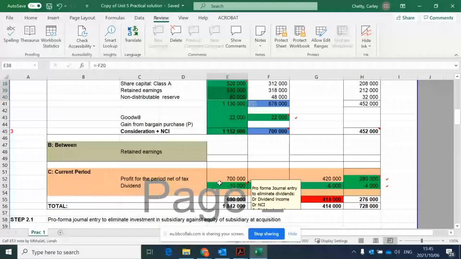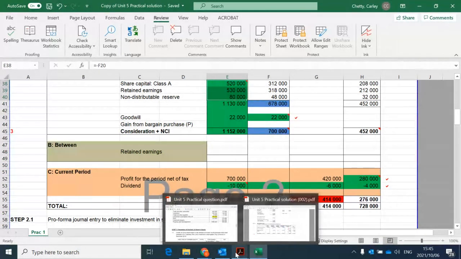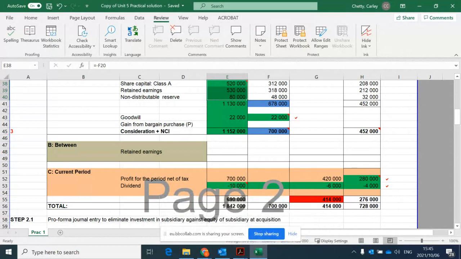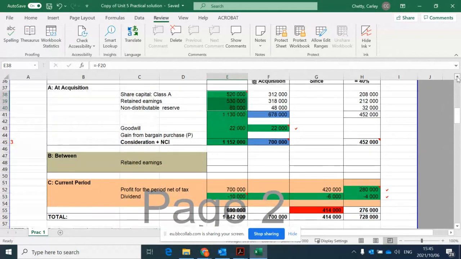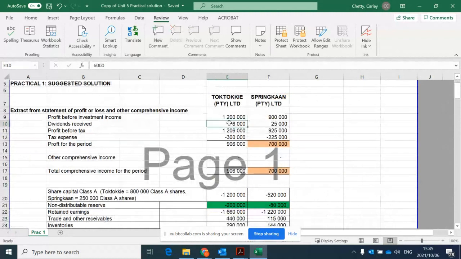One thing I forgot to mention is the dividend of 10,000 Rand. Can anyone tell me how we calculated that? So if you have a look at the amounts that were given to us at the top here, it says TalkTalkie received dividends of 6,000 Rand. Springbok received 25,000 Rand. So TalkTalkie received 6,000 Rand in dividends, and the question told you that they did not have any other investments besides that investment in Spring Khan.